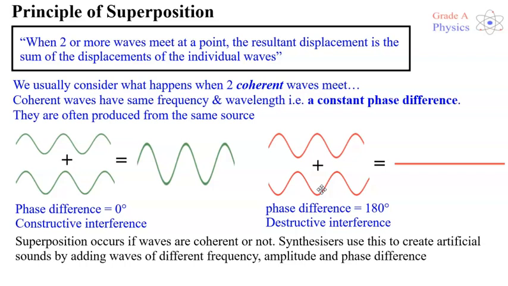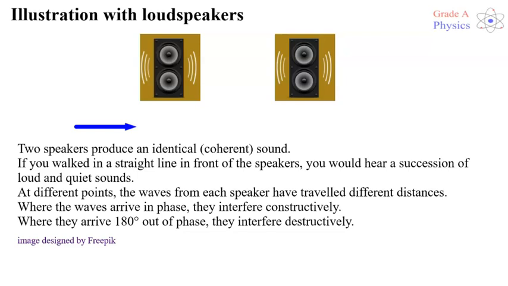And this is used in synthesizers to produce complex sounds, artificial wave sounds, which the brain thinks is a trumpet or an acoustic guitar or whatever it might be. And we can add multiple waves together of different frequency and amplitude and phase difference to make far more complex waves.